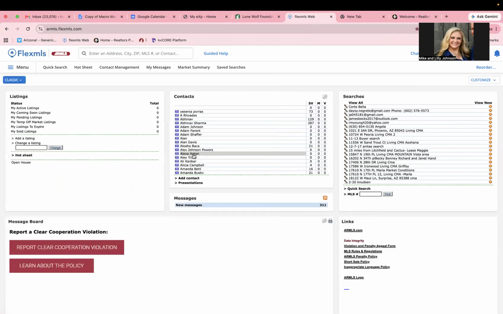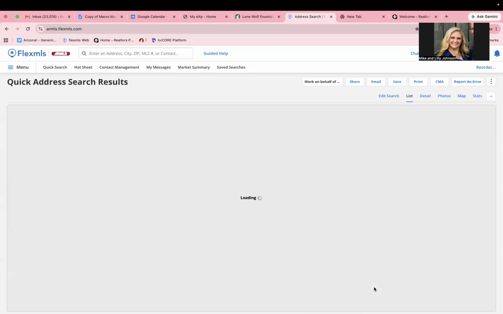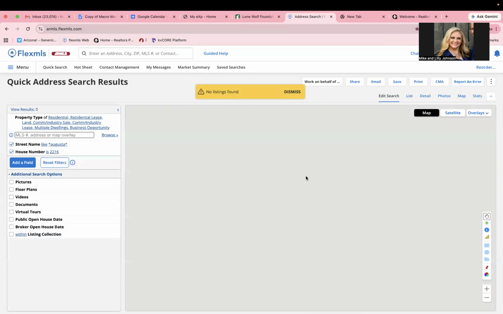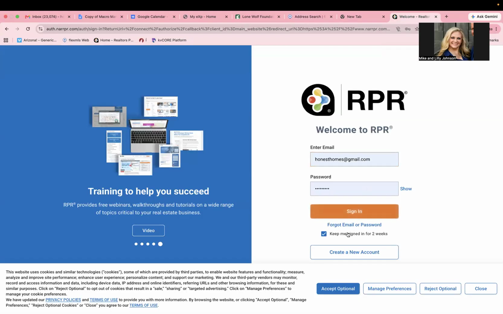I'm just going to do address search and I'm going to put the address in here. Okay. I just do the street number and the street name. If it doesn't come up, I might enter more. So nothing came up, which means it's not been listed before, which is totally fine.